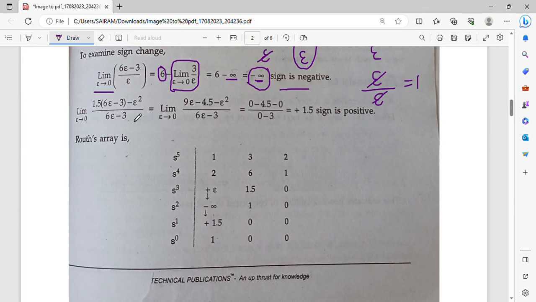Now when we apply limit of e tends to 0 to this, what happens? You will get the resultant as 9e minus 4.5. How? 1.5 into 6e and 1.5 into 3. So multiply that. The resultant is 9e minus 4.5 minus e square divided by 6e minus 3.